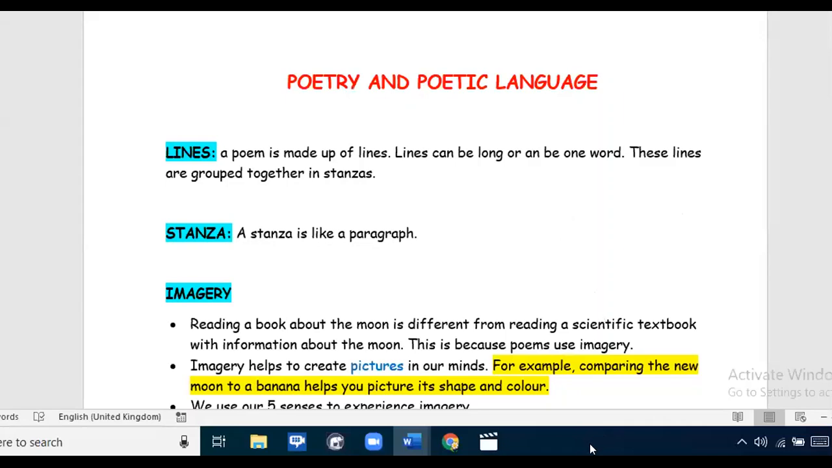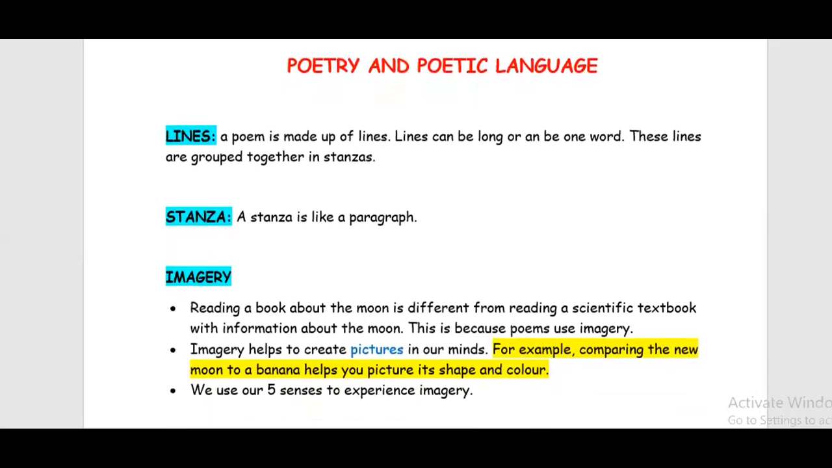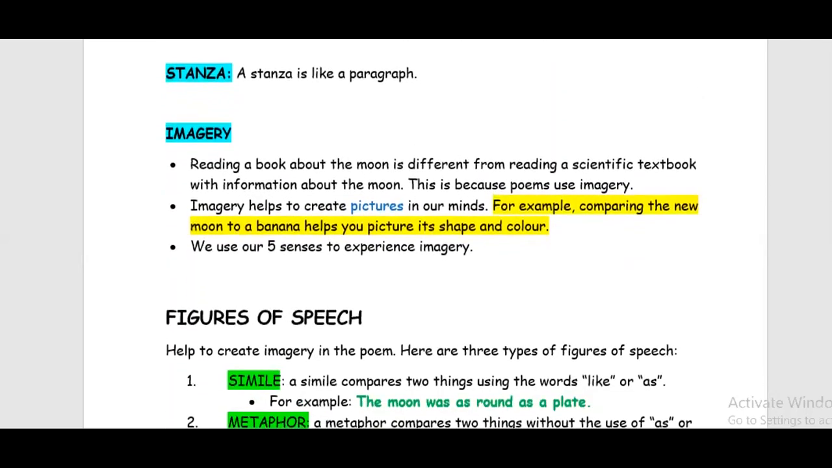Today we're going to be focusing on poetry and poetic language. The first thing we're going to talk about is lines. We know that poems are made out of lines. Lines can be long or they can be one word. These lines are grouped together in stanzas. In a poem, we don't call paragraphs paragraphs, we call them stanzas.